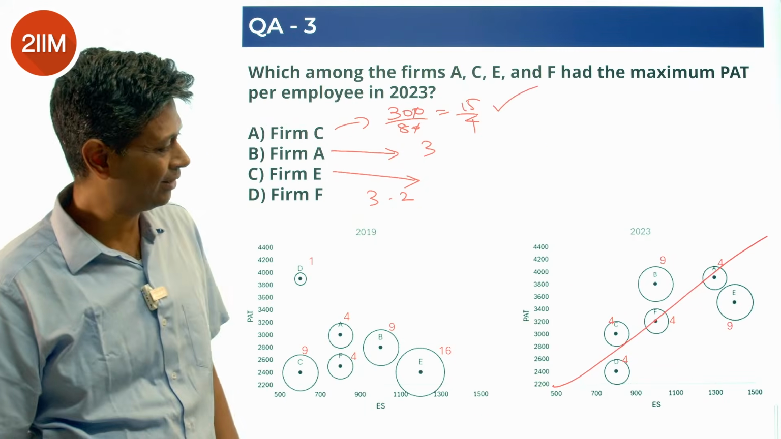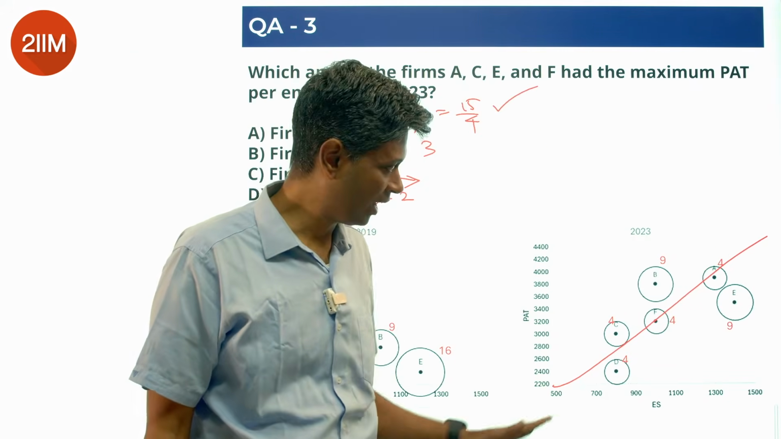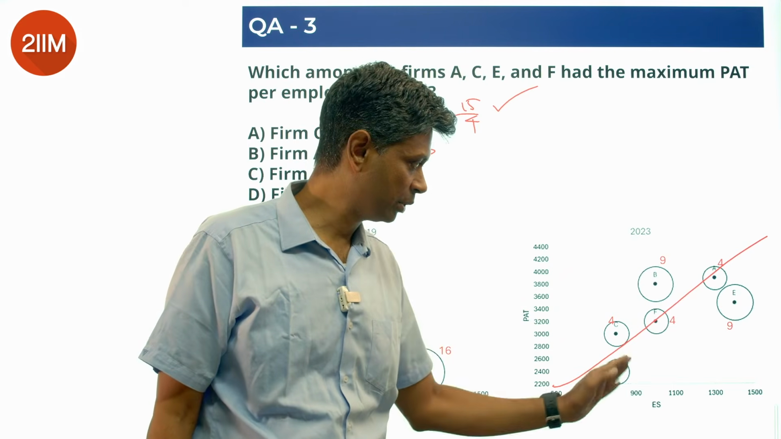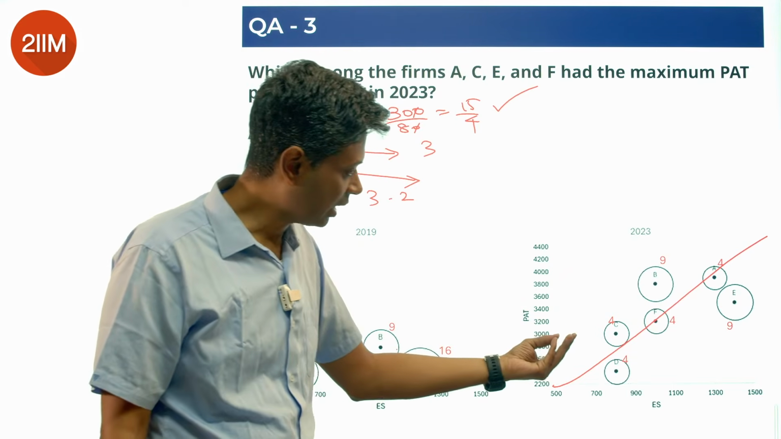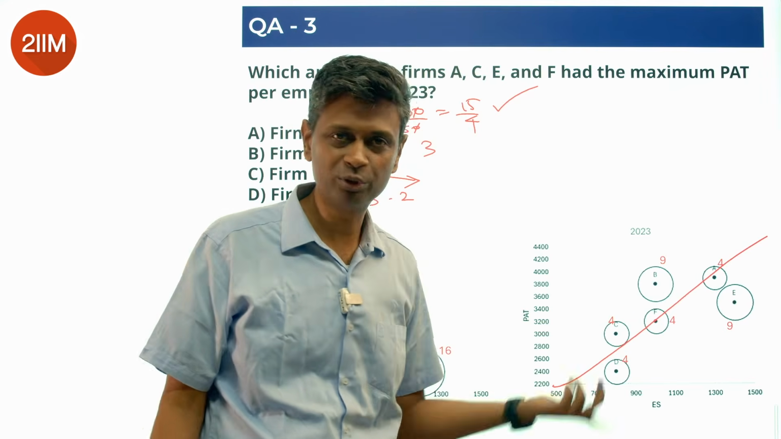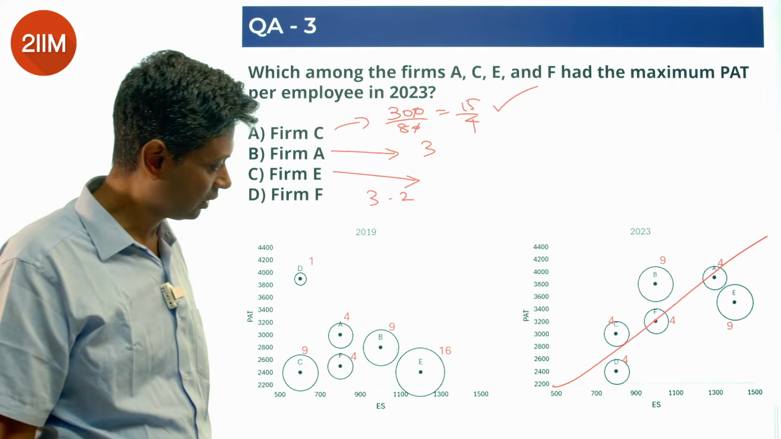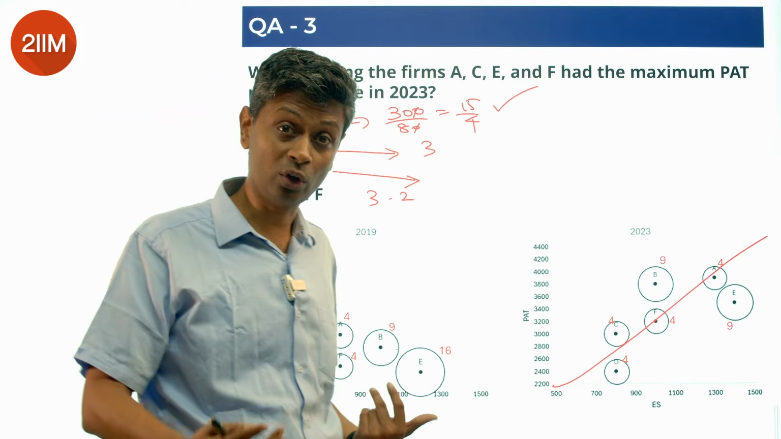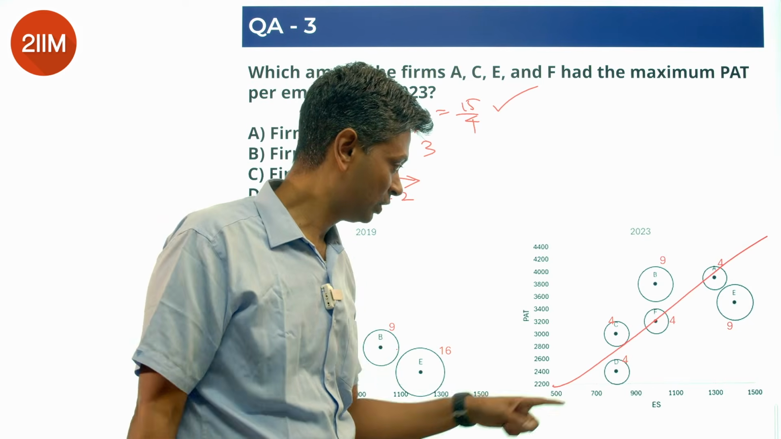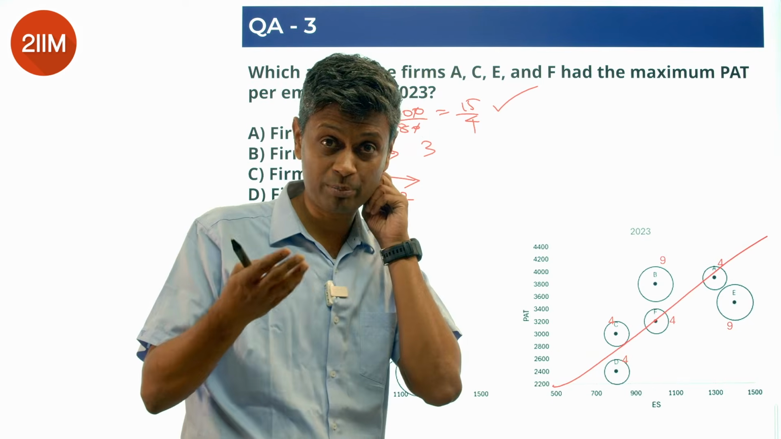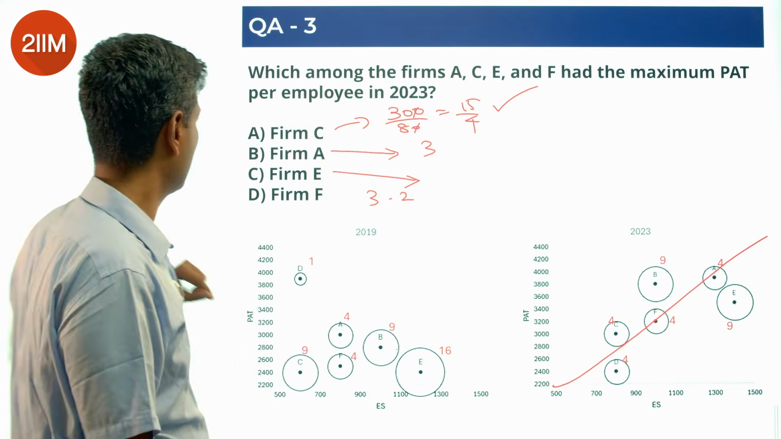If you draw a line through A or through F, A is slightly below it, E is much below it, C is above it. This line talks about the ratio. Obviously, this line passing through 0 talks about the ratio, but we understand that. Right? So, therefore, C, higher PAT for fewer employees. That's our answer.